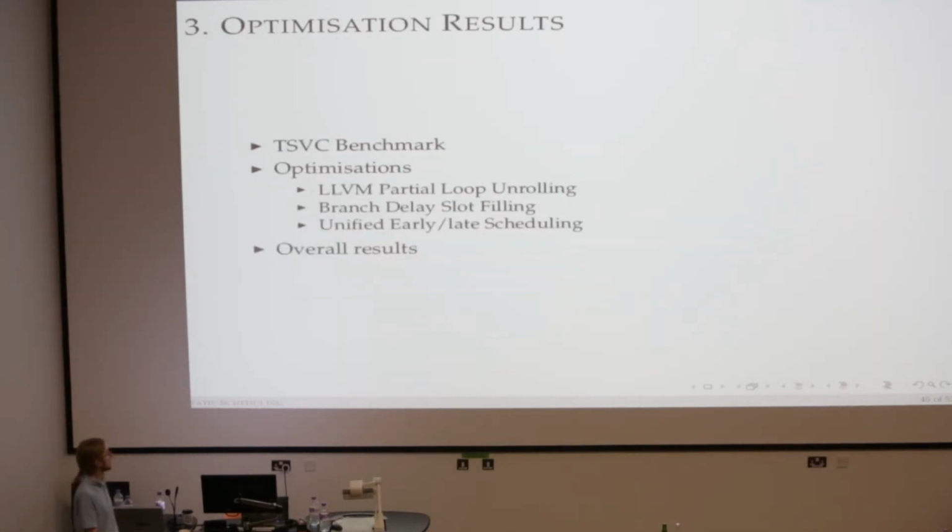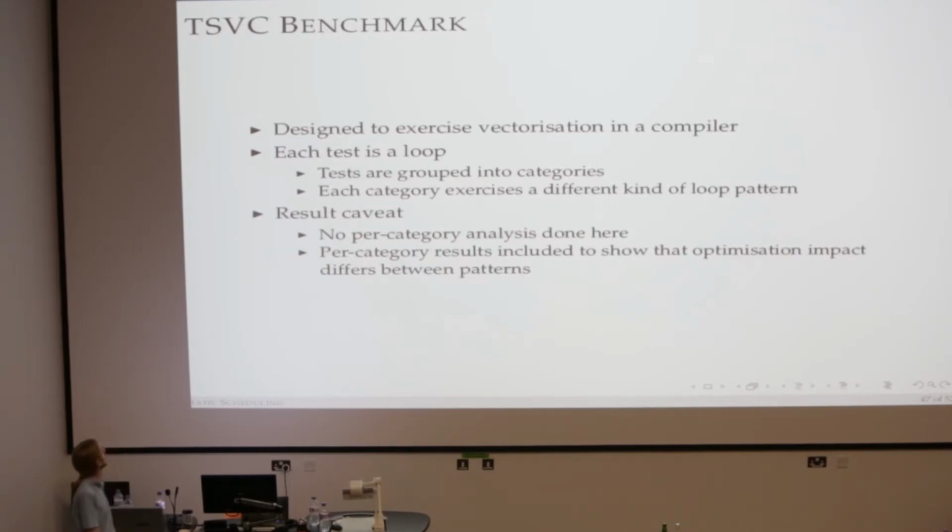Right, so let's see what kind of result you can expect if you implement these three optimizations for a VLIW target. We've used the TSVC benchmark to do this, and this benchmark was originally designed to exercise the vectorization in a compiler to see if it's able to vectorize a lot of different kinds of loops. That's why each test is a loop.